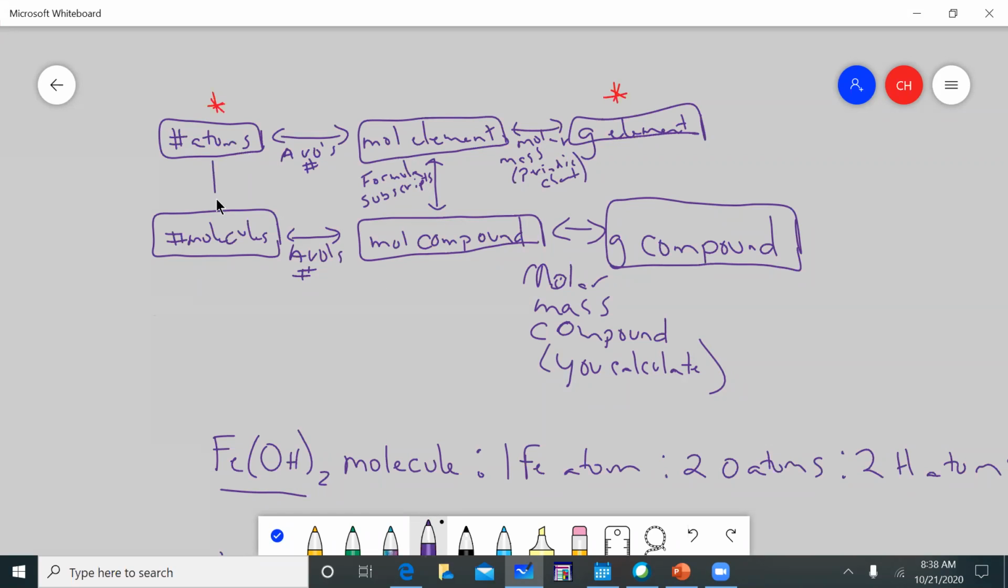We can also use formula subscripts to get between atoms, number of atoms, and number of molecules. That's what we did right here, right? A molecule of this contains this many atoms of each. So we can also put formula subscript there.